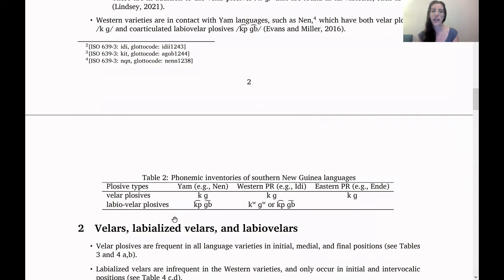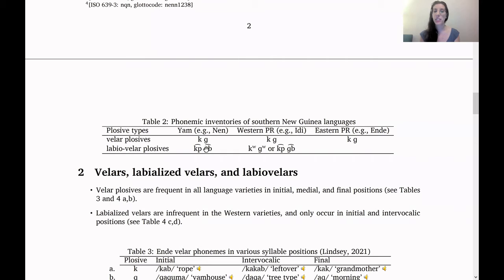Table 2 here describes the phonemic inventories of the Southern New Guinea languages. We have the Yam languages, which have both velar plosives and labial velars. The Western Pahoturi have velar plosives and some kind of variation between labialized velars and labial velars, but the Eastern Pahoturi River languages only have the velar plosives.